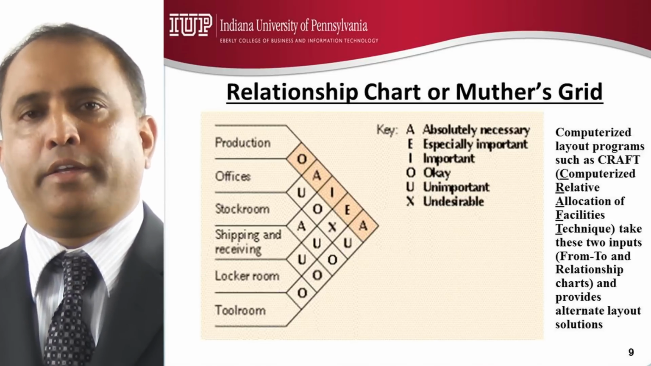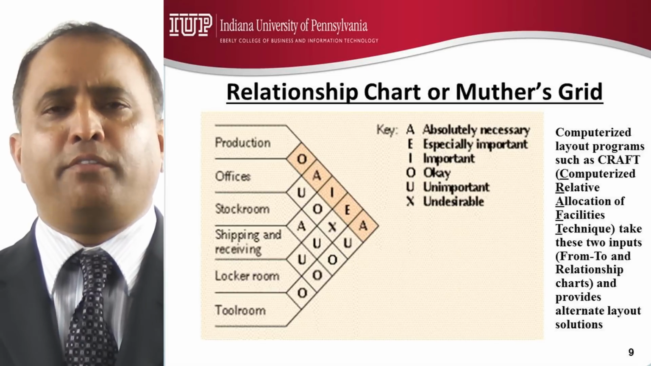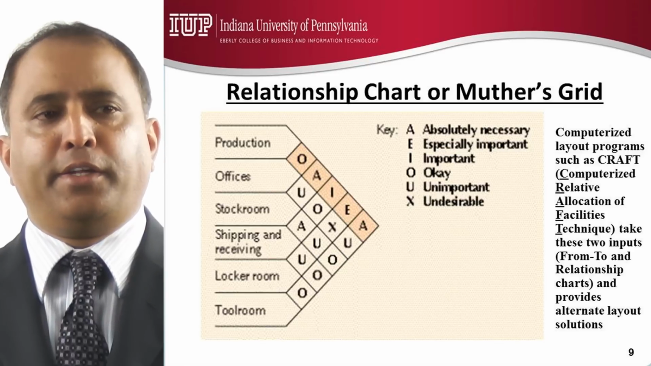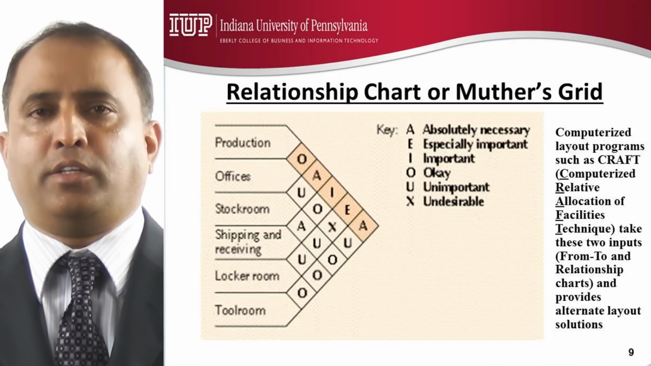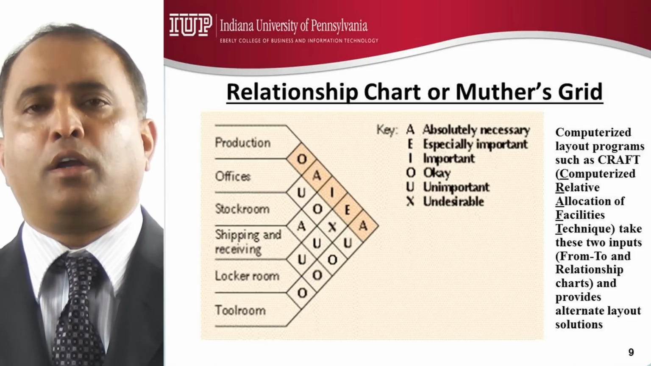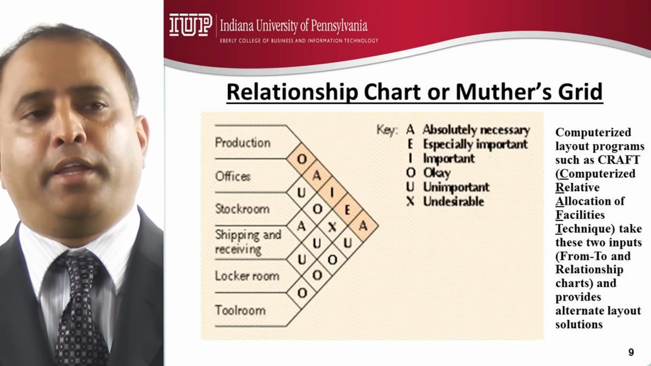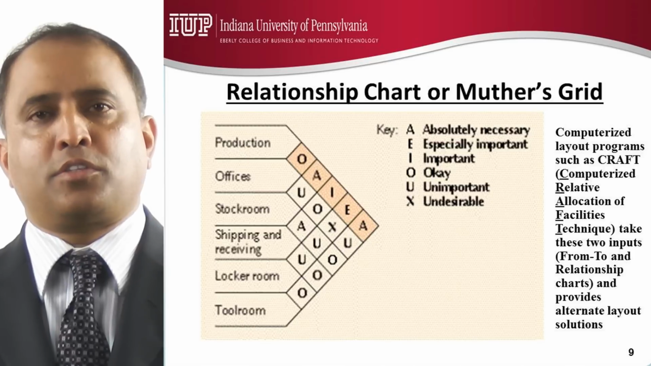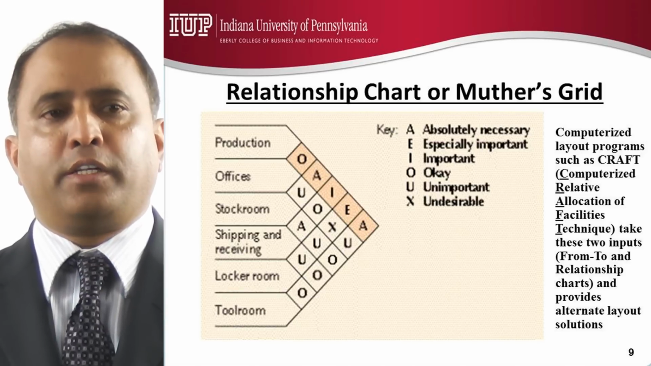The second one is called a relationship chart or a Muther's grid. This is again a very simple tool. What it does is it tells what is the need or what is the reason for proximity between any two areas, or the need for proximity or the lack of need for proximity. So if you look at this, you see the areas: production, offices, stockroom, shipping and receiving, locker room, tool room. So this is a simple example. So you have these 6 different areas. And what the Muther's grid is telling is which of these need to be close to each other.